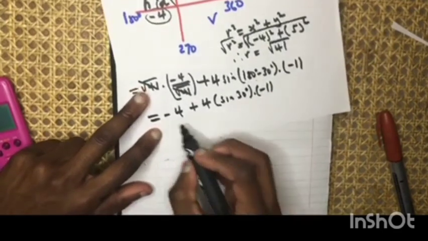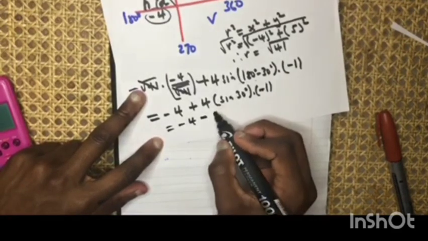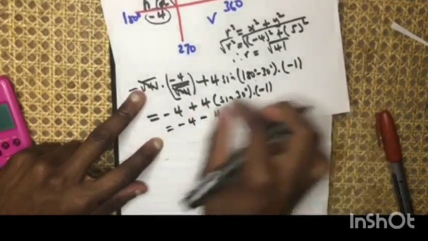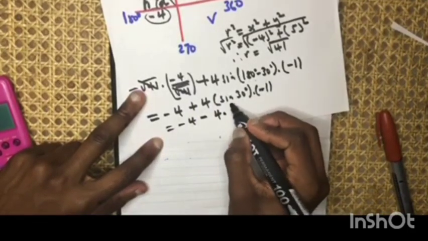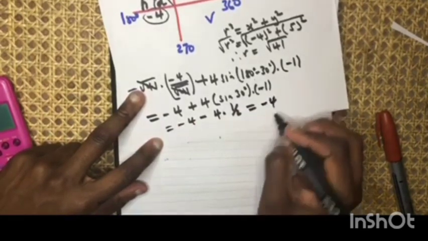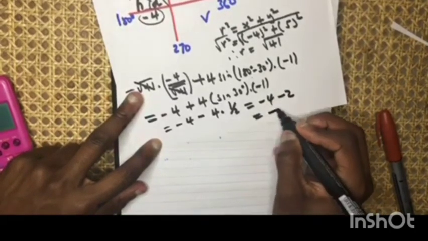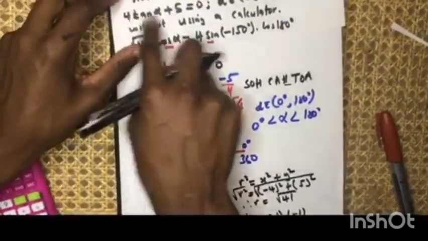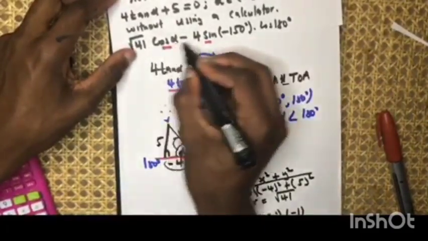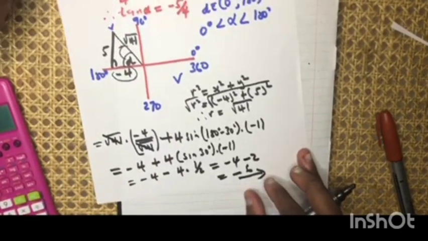So, ladies and gentlemen, we know that this is negative 4. Negative times a positive is negative 4, because 1 times 4 is going to be 4. Then sine 30 is going to be half. So, negative 4 times half is negative 2. So, negative 4 minus 2 is negative 6. So, the value of this expression is going to be negative 6. Understand? So we go to the next one.